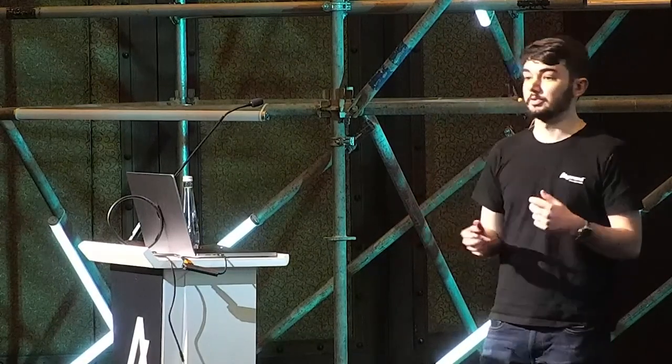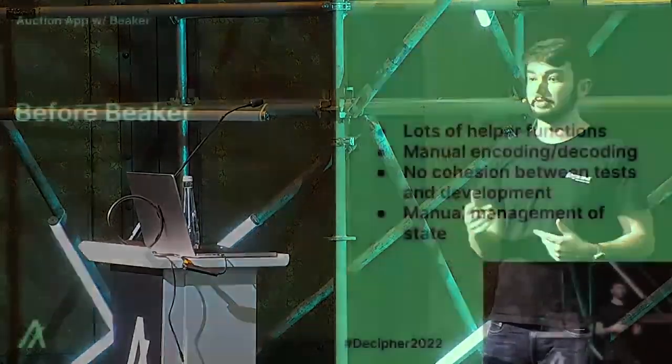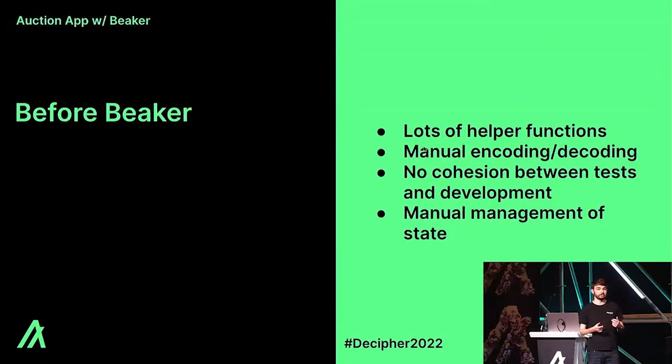So why Beaker? Before Beaker, when you're writing a contract, you need to write a lot of helper functions. You have to manually bother with encoding and decoding all the data you're dealing with. There's no cohesion between your development and your testing. So you have your code base for the smart contract, and then you have a completely separate code base for the testing, and there's no cohesion between the two. And then finally, when you're writing the contract and when you're interacting with the contract, you have to manually manage the state, and it can be a little bit cumbersome, and if you have to do more things manually, it's easier to make a mistake. So Beaker eliminates a lot of those things.